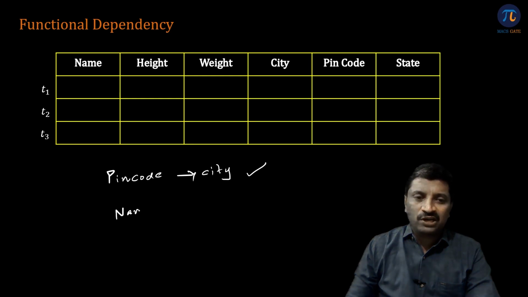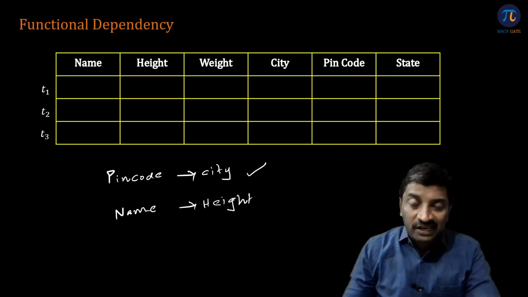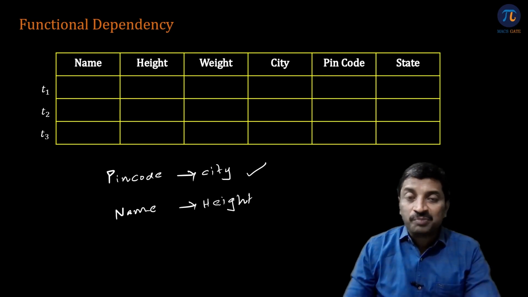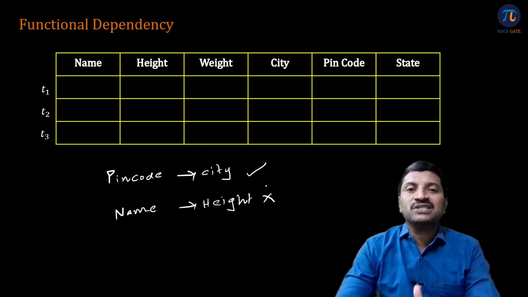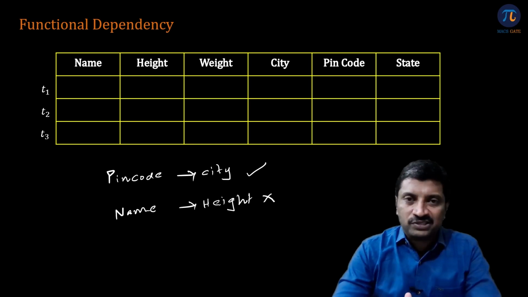Suppose I know the name of a particular person. Then can you identify his height? Is it possible to find the height? When we know the name of a particular person, it is not possible. So these are examples of functional dependencies. In this example, we have some domain knowledge about the attributes of the relation.